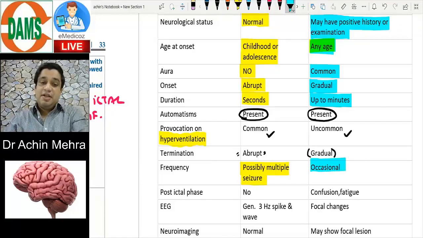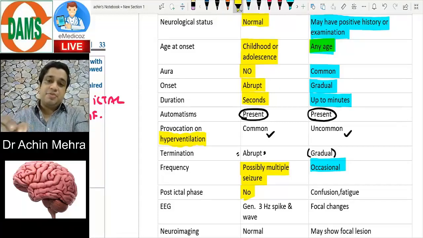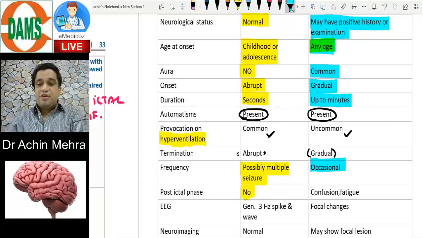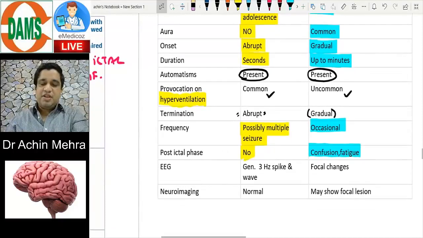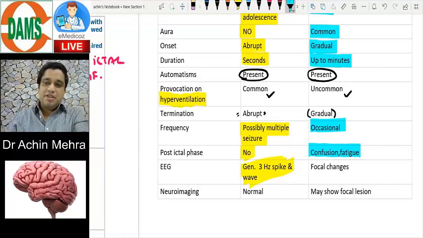In patients of absence seizure, there is no post-ictal confusion. Okay, remember this, there is no post-ictal confusion in patients of absence seizure. While in focal seizure with impaired awareness, there is a lot of confusion and fatigue seen post-ictally. On EEG, generalized spike and wave is seen in patients of absence seizure, right? While focal changes will be seen in patients of focal seizure.